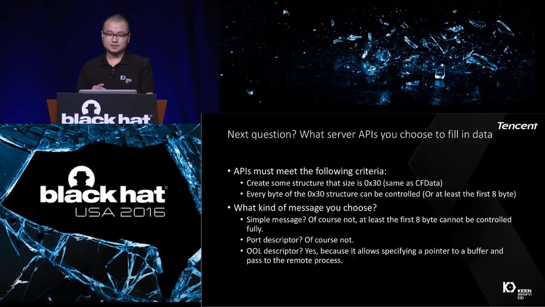But the API must meet the following criteria. For example, the data you fill has to be 0x30 bytes, and every byte, or at least the first 8 bytes of that structure, must be controlled. So what kind of message can we think of to try to fill? Of course, an OOL message is the best option, because a port descriptor, of course not. And for a simple message, it is hard to find a very good candidate.